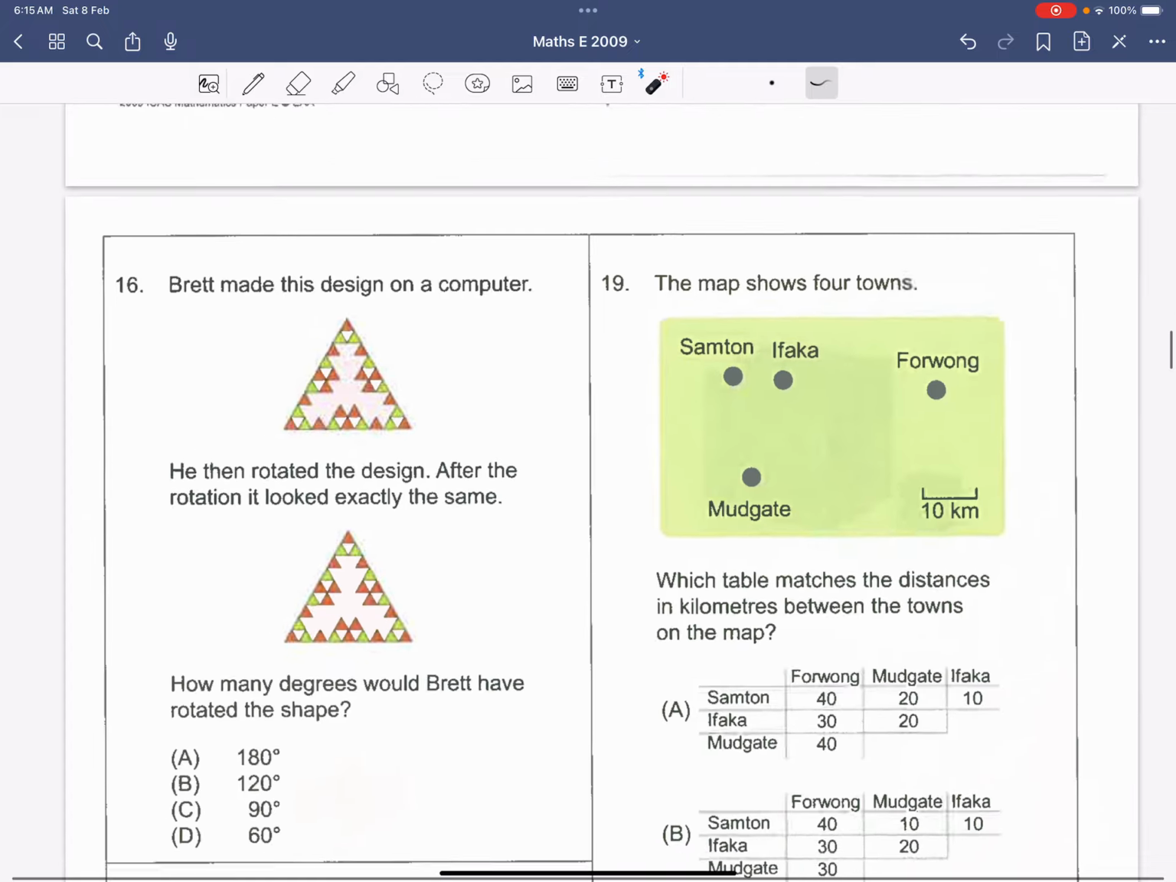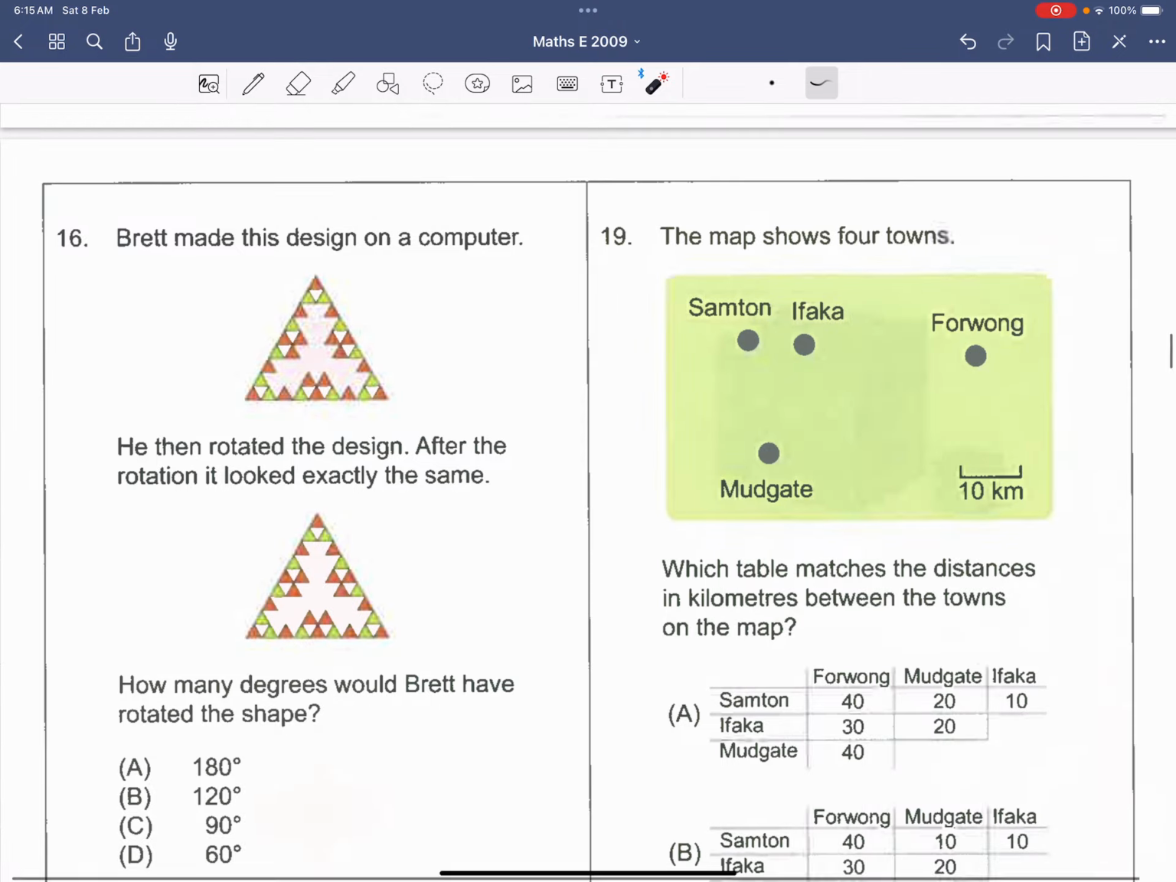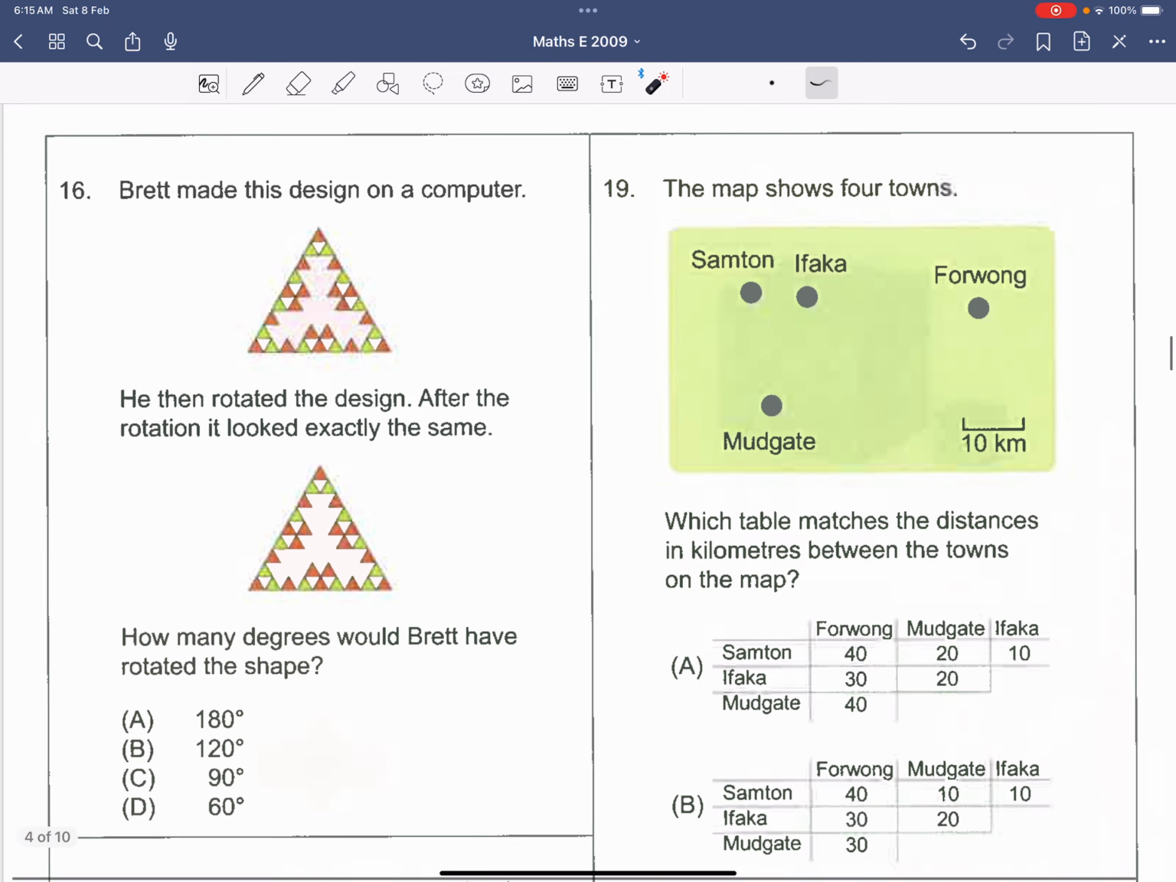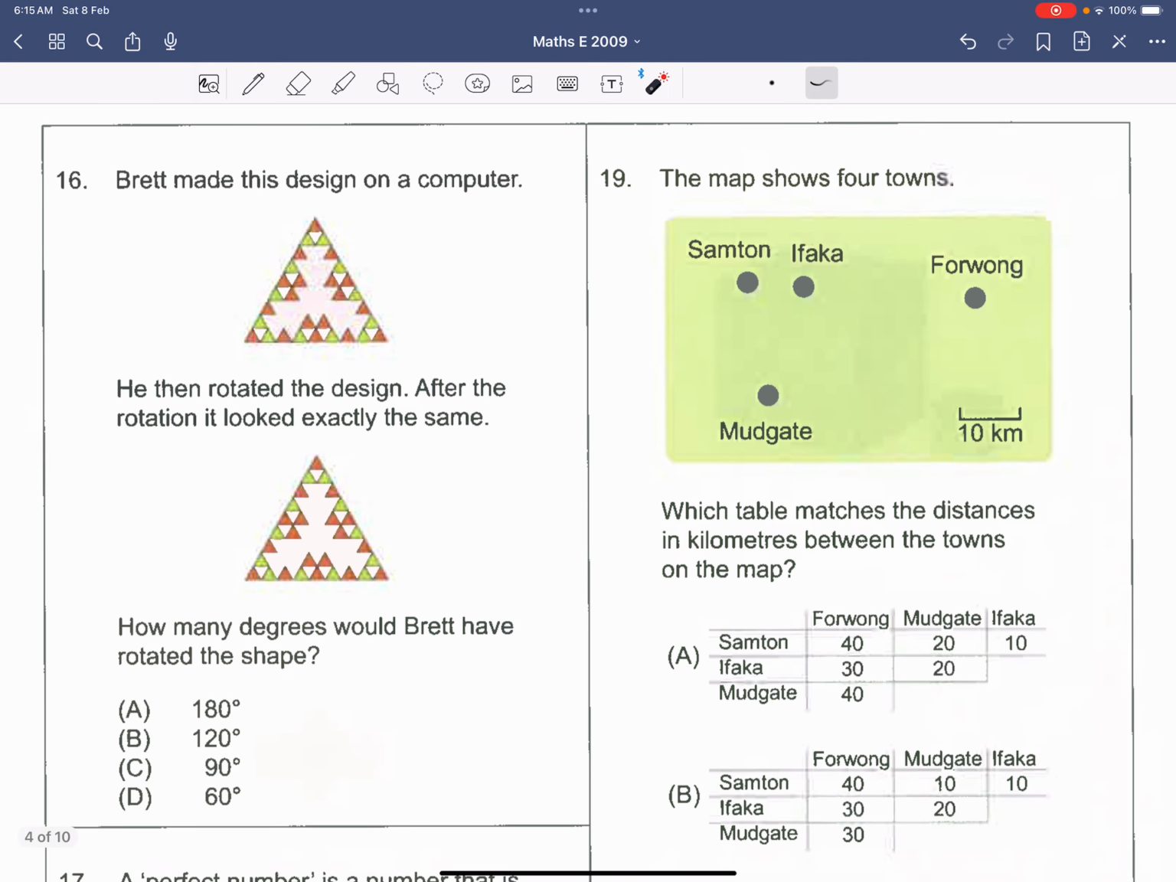Next, Brett made a design on a computer. Fine. He then rotated the design. After the rotation, it looks the exact same. How many degrees did Brett rotate the shape?